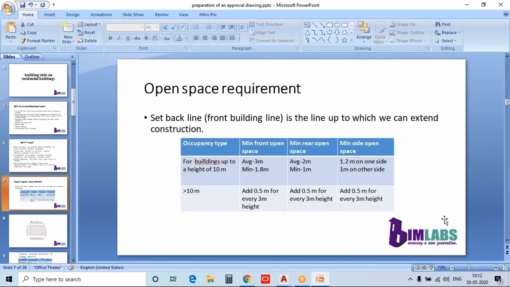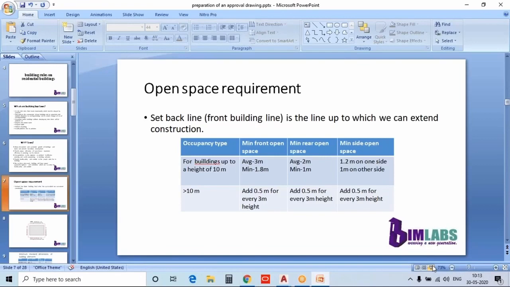There is some open space requirement for residential buildings. In the building rules, they talk about many types of buildings, like residential, educational, institutional, commercial, office buildings, storage, and many more. But here we are talking about how to get an approval drawing of a residential building only. So the open space requirement here is only for the residential building.